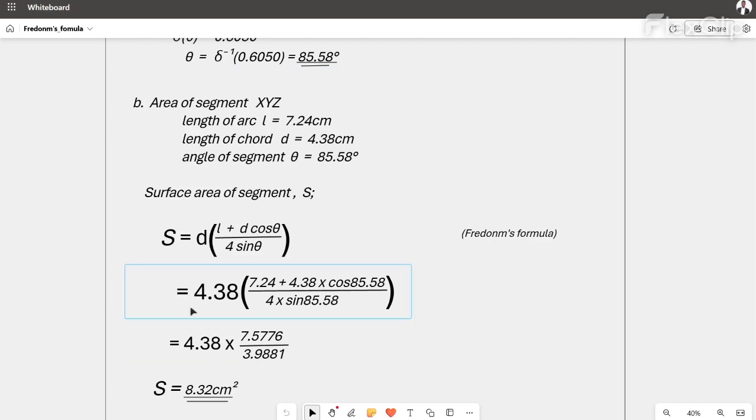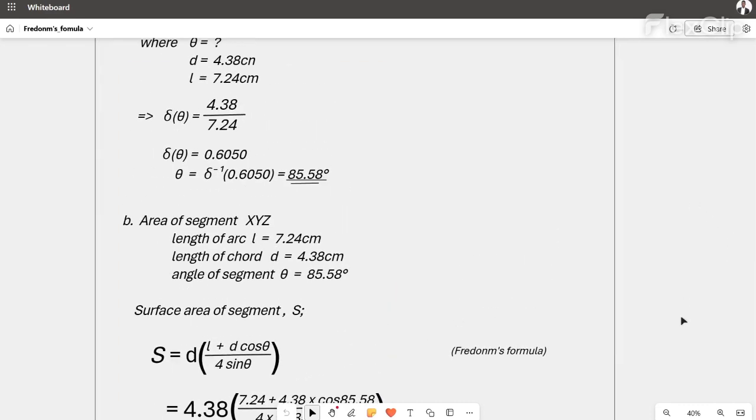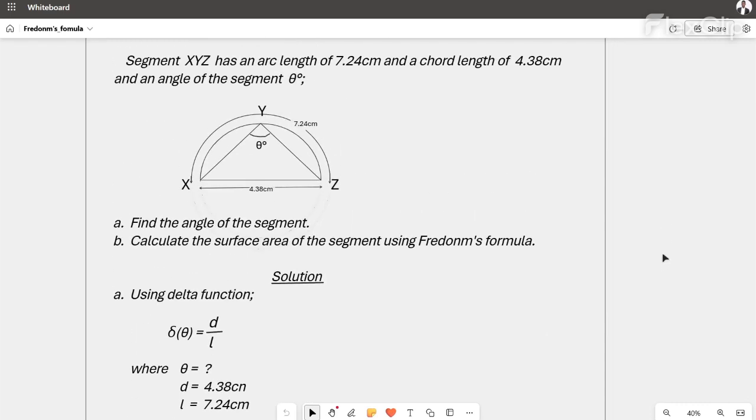So D here is 4.38 times the numerator part all over the denominator part. If you do the calculation, S, that is the surface area of the segment, will be equal to 8.32 centimeter square. And that is the area of this segment you are seeing here, which looks impossible with the given values before.